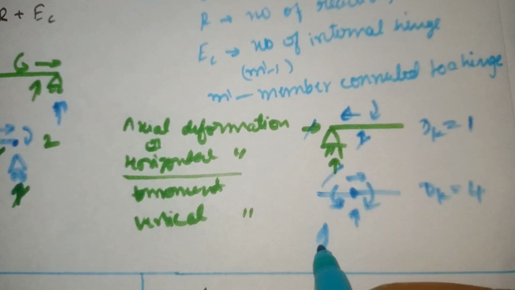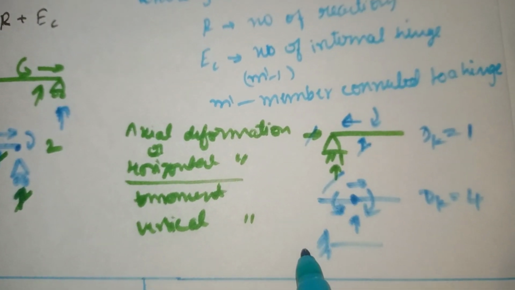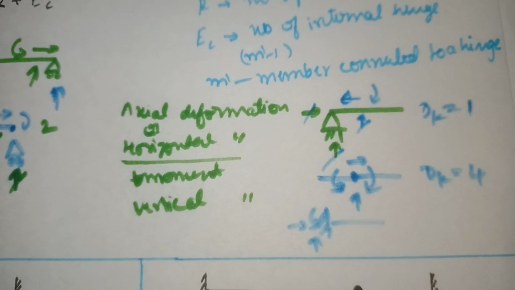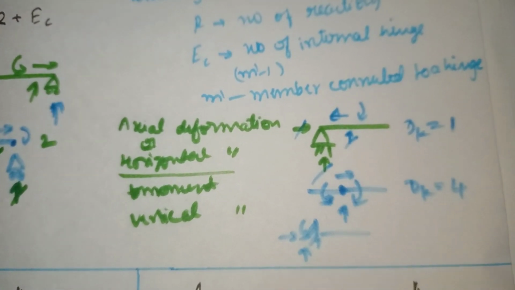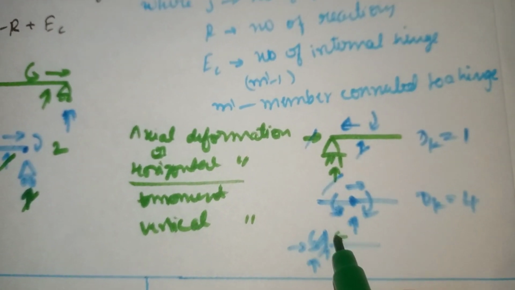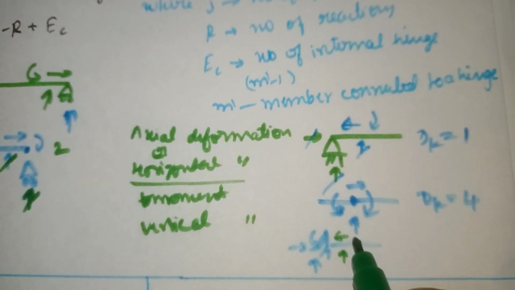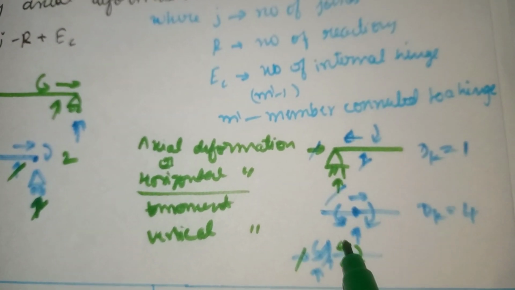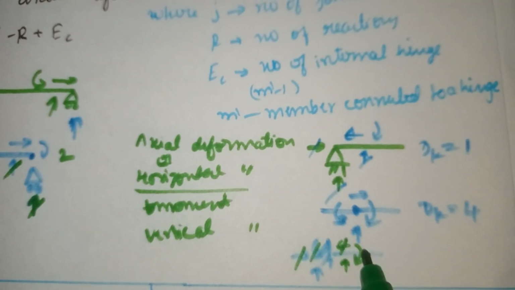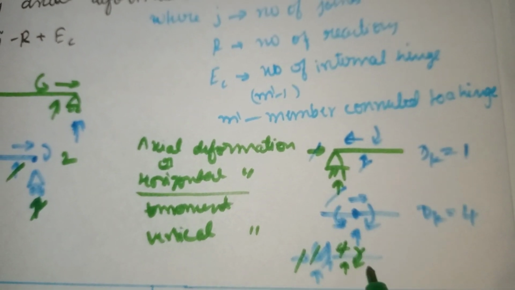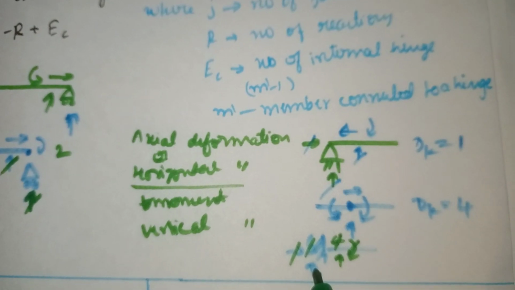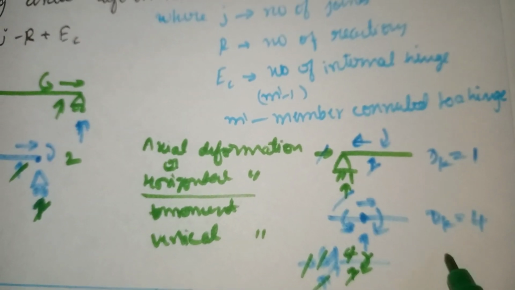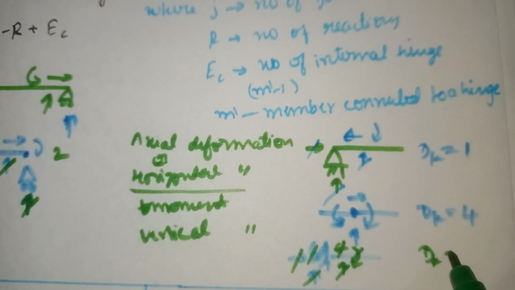At fixed support the reaction is 3: vertical, horizontal and one moment is there. At this joint also the deformation is horizontal, vertical and moment, and both will get cancelled with each other. Here moment is there, rotation is there, both get cancelled with each other. And here vertical force is there, vertical deformation is there, both will get cancelled. At fixed support DK is 0.